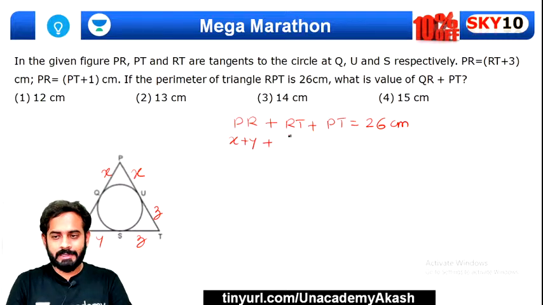Okay, RT is equal to y plus z, and PT is equal to x plus z. Okay, so this is 26.